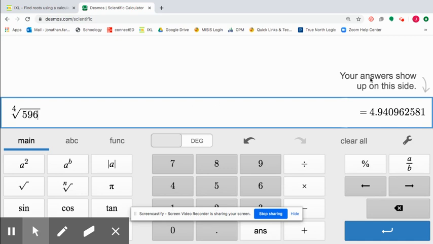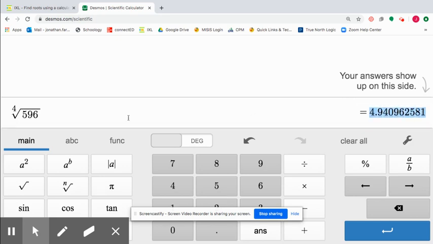As you see here, it's really user-friendly. Your answers show up on this side, and here is the real number value of this 4th root. Again, we're rounding to the nearest thousandth, so tenths, hundredths, thousandths. We look at the number after it, it's a 9, so we round it up: 4.941.